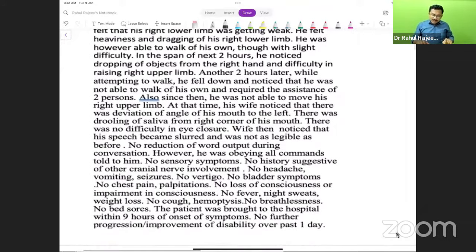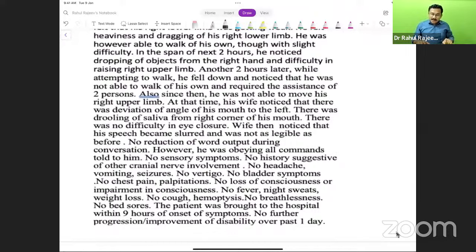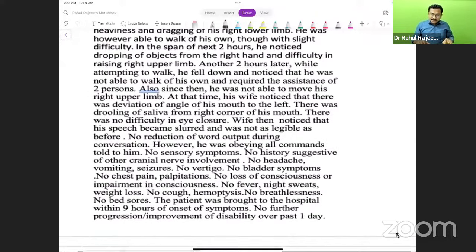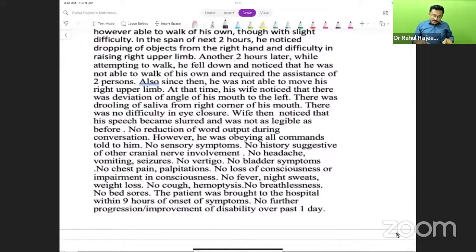No sensory symptoms, no history suggestive of other cranial nerve involvement, no headache, vomiting, seizures, no vertigo, no bladder symptoms, no chest pain, palpitations, no loss of consciousness or impairment in consciousness, no fever, night sweats and weight loss, no cough, hemoptysis, no breathlessness, no bed sores. The patient was brought to the hospital within 9 hours of onset of symptoms. No further progression or improvement of the disability over the past 1 day. Okay, this is the history of the patient.